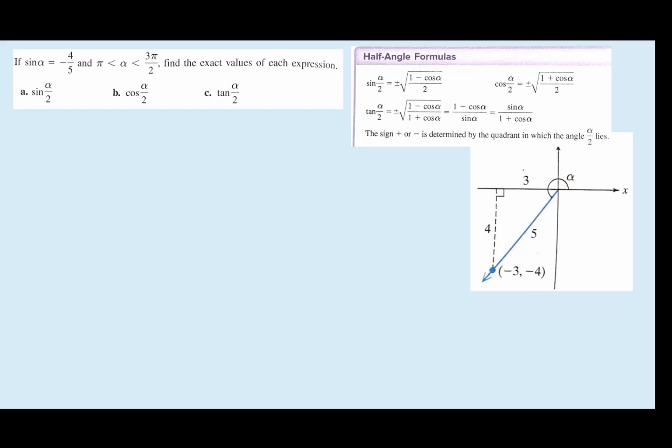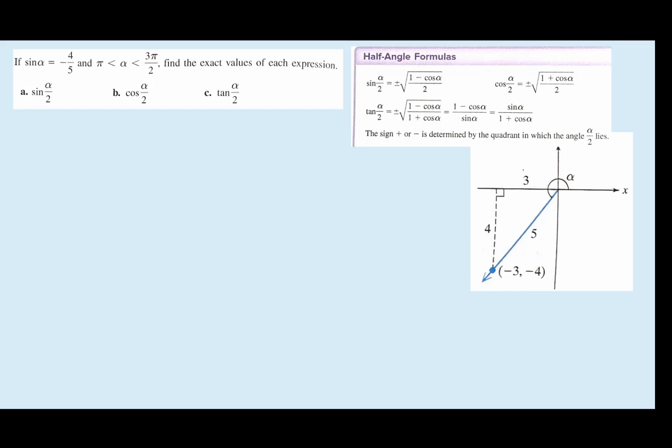So if sine alpha is negative 4/5 and alpha is between pi and 3 pi over 2, find the exact values of each expression. All right, so sine alpha is negative 4/5 and alpha is between pi and 3 pi over 2. So alpha is a third quadrant angle with a sine of negative 4/5. So opposite over hypotenuse, you can see it in the picture, is 4 over 5. We're in the third quadrant, sine is negative, and so there you are. In that quadrant, remember sine and cosine are both negative, and tangent is positive.